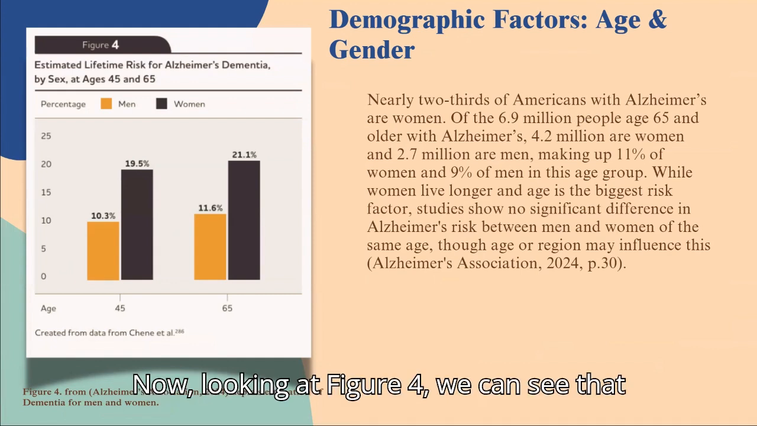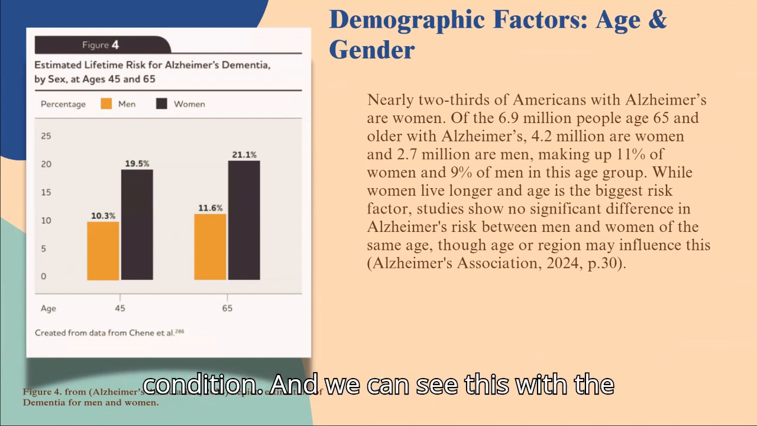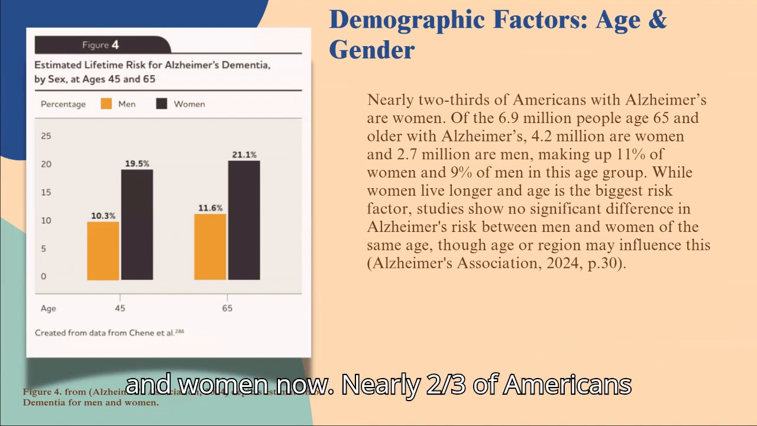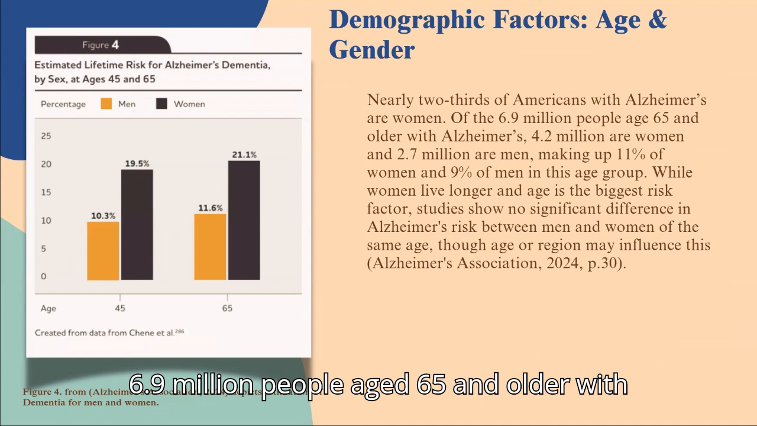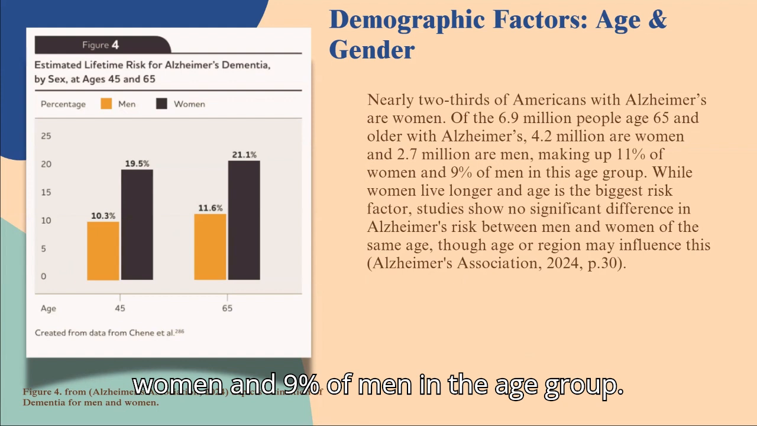Now, looking at figure 4, we can see that this graph shows the gender disparities in dementia risk, highlighting that women are more susceptible to developing the condition, and we can see this with the percentage rates in comparison to males. Nearly two-thirds of Americans with Alzheimer's are women, and of the 6.9 million people aged 65 and older with Alzheimer's, 4.2 million are women and 2.7 million are men, making up 11% of women and 9% of men in the age group.